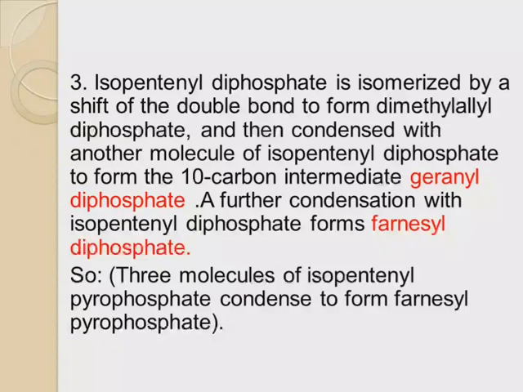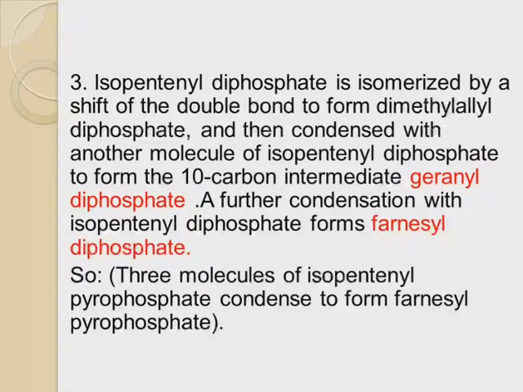called geranyl diphosphate. Further condensation with another molecule of isopentenyl diphosphate forms farnesyl diphosphate. So 3 molecules of isopentenyl pyrophosphate condense to form farnesyl pyrophosphate. The first molecule with the second molecule condense to form geranyl diphosphate, then another molecule of isopentenyl pyrophosphate condenses with it to form farnesyl pyrophosphate.